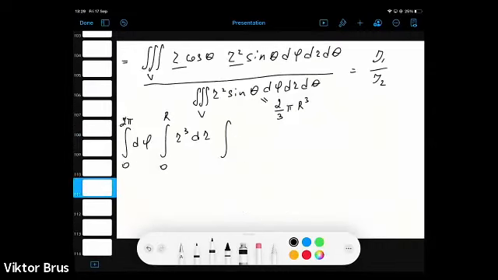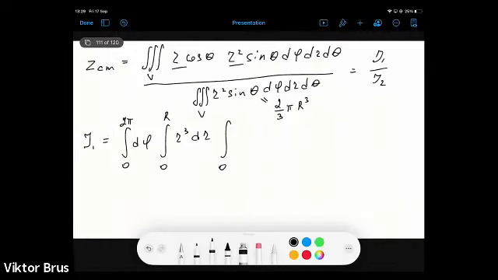So it will be from 0 to pi/2. And we have cosine theta times sine theta times d theta. Okay, let us solve it.